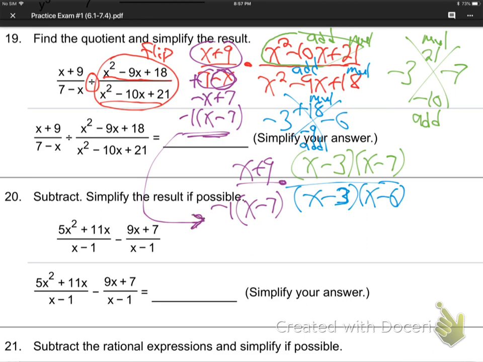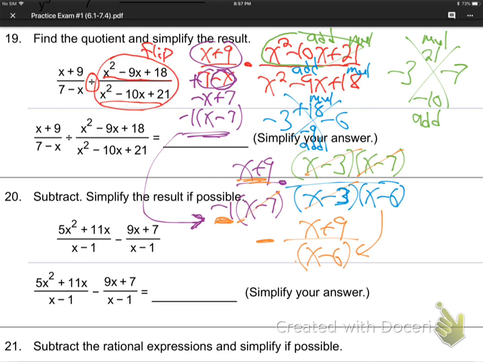Okay, so now we cancel whatever we can. What can we cancel? X minus 7, x minus 7, x minus 3, x minus 3. You can cancel diagonally and straight up and down. What are we left with? X plus 9 on the top and minus 1, don't forget that, and x minus 6 on the bottom. There we go. You can put that minus in the front if you prefer. It doesn't matter. You can stick it there. It's the same thing. That might be a good way to do it.